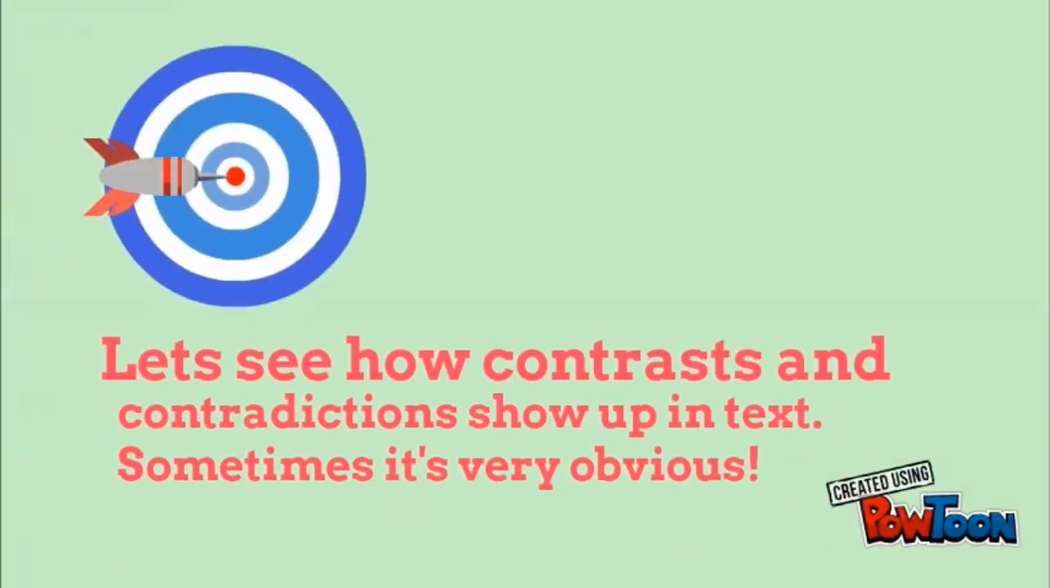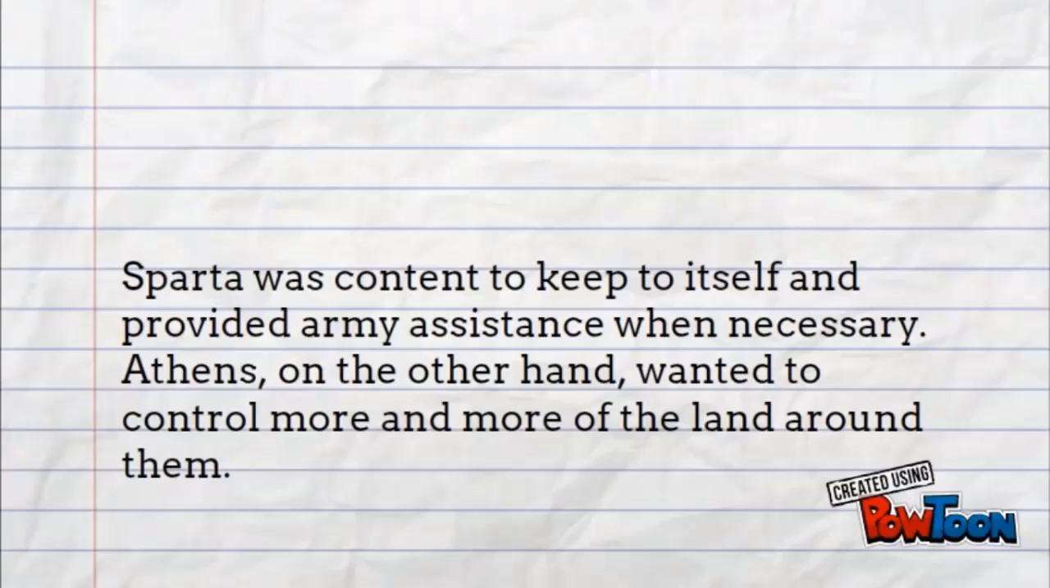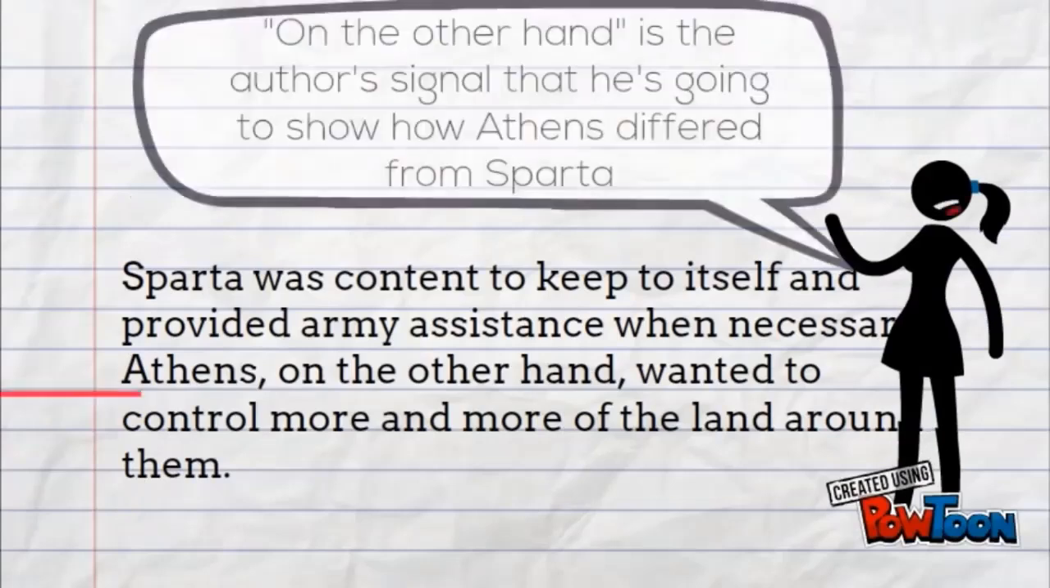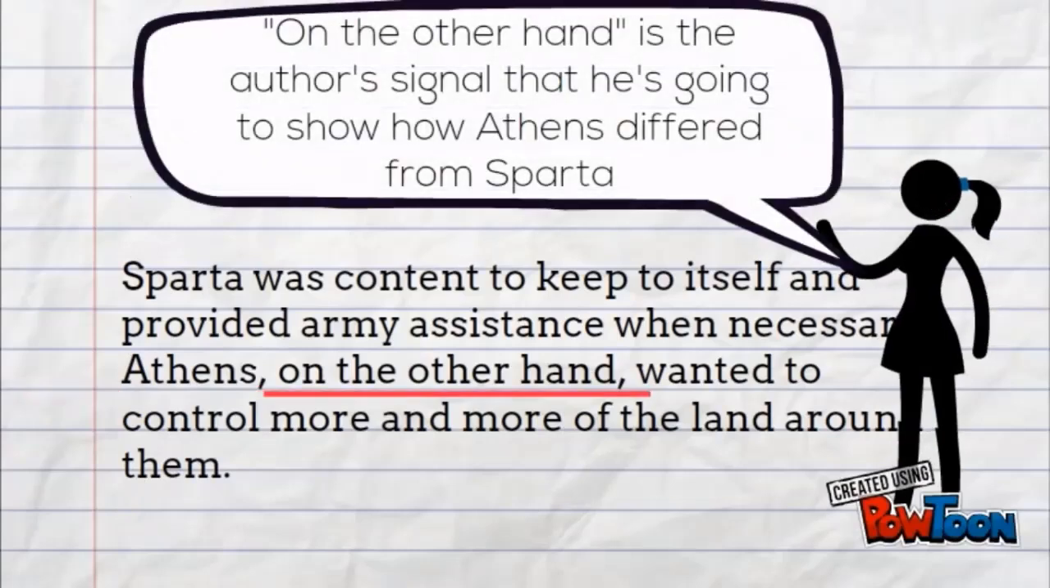Let's see how contrasts and contradictions show up in text. Sometimes they can be very obvious. Sparta was content to keep to itself and provided army assistance when necessary. Athens, on the other hand, wanted to control more and more of the land around them. On the other hand, is the author's signal that he's going to show us how Athens differed from Sparta.